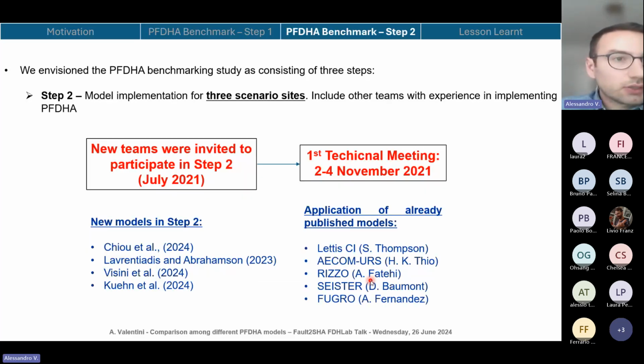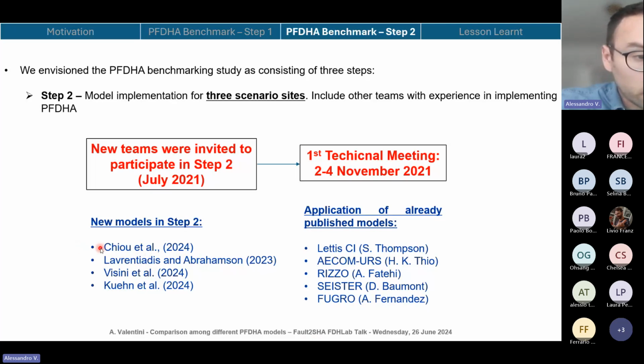So we started the second step in July of 2021, and the goal of the second step was to implement all models already published, and also the new ones, for 3 scenario sites, not only one. And we invited basically all participants in the Fault Displacement Hazard Initiative. Today we can compare the hazard curves for the old models and also the new ones. They are listed here.